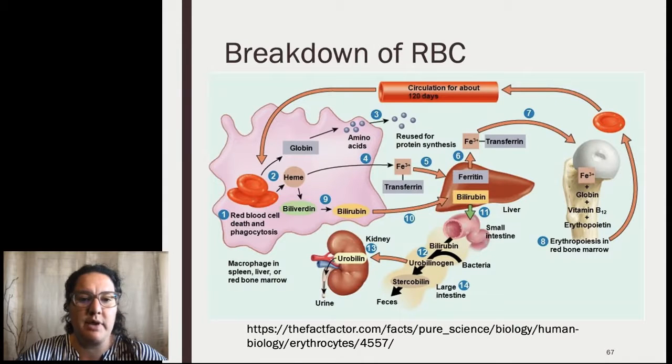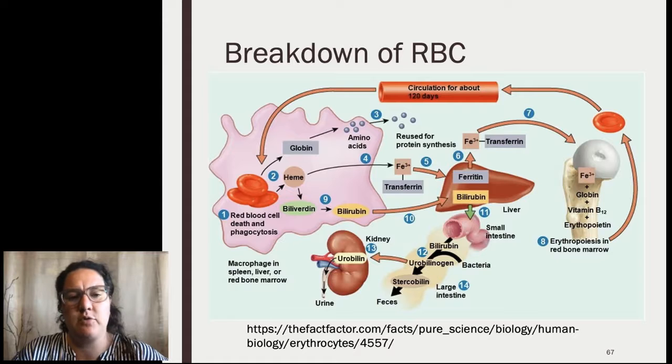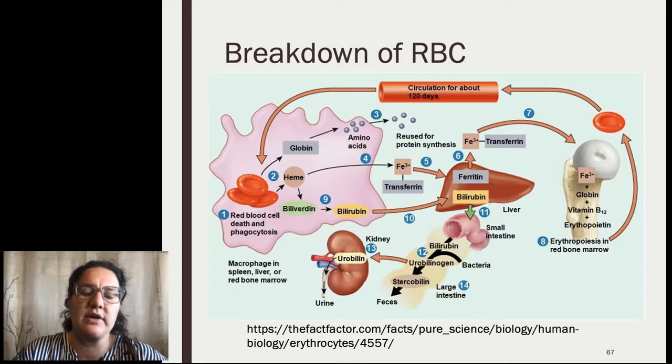So here's the breakdown of the red blood cells. So if we start at number 1, red blood cells die. They're absorbed by other cells in the body, known as phagocytes. The heme is broken down to the globulin and heme groups. The heme is then moved to the liver, where it is sent back to the bone marrow through number 7 to be used in making more red blood cells. Where number 9, the bilirubin is moved to the liver, to the small intestines, where it is then excreted through the kidneys or the bowels.